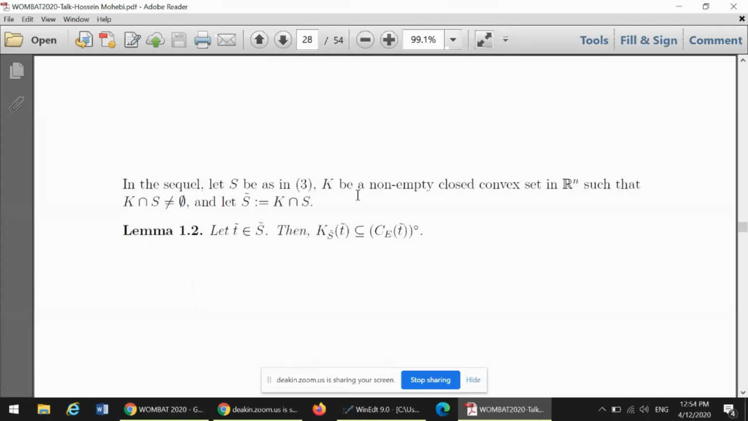Now, let K be a non-empty closed convex set in Rn such that K intersection S is non-empty, and let S tilde be defined by K intersection S. Let T tilde belong to S tilde. Then the cotangent cone of S tilde at T tilde is a subset of the dual cone of the conical hull of the cotangent epiderivatives of the constraint functions.